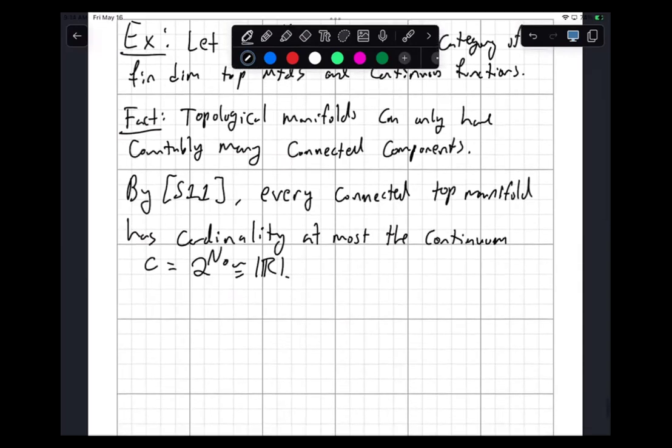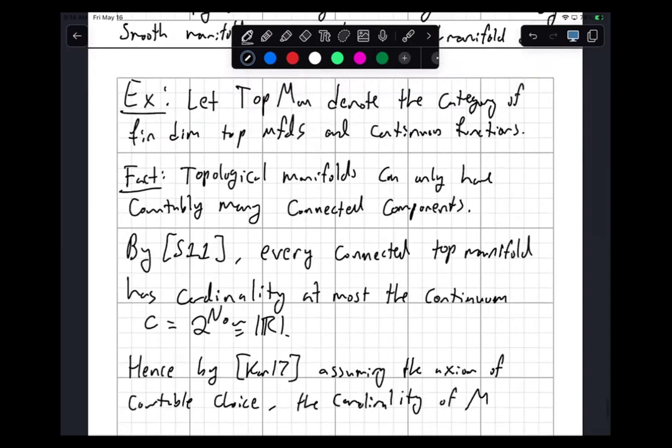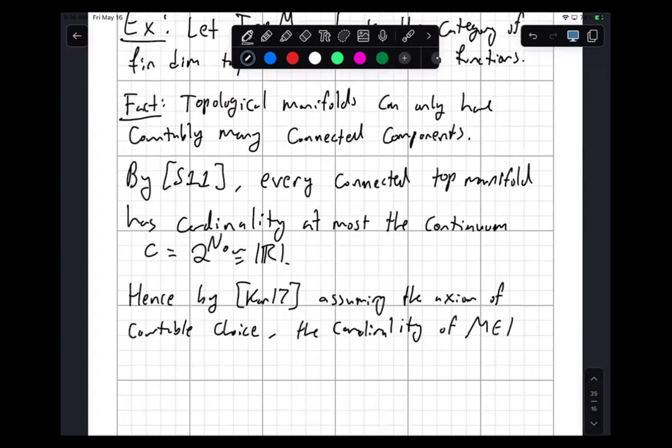Okay. So then, hence, by another answer, assuming the axiom of countable choice, the cardinality of a topological manifold M is at most also the continuum.